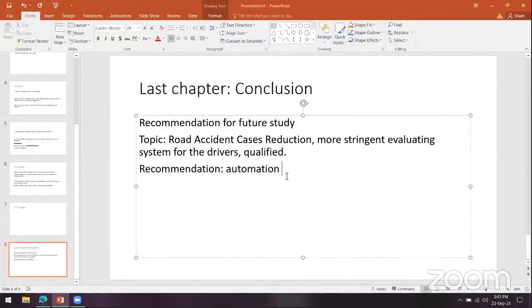Automation or self-driving vehicles. So when you see this topic, hey, I like it, maybe you can start to do further study about this. So that's what we call reviewing the past project, looking particularly at the recommendation for future study. You can always get some ideas out from there. Okay, so far so good.